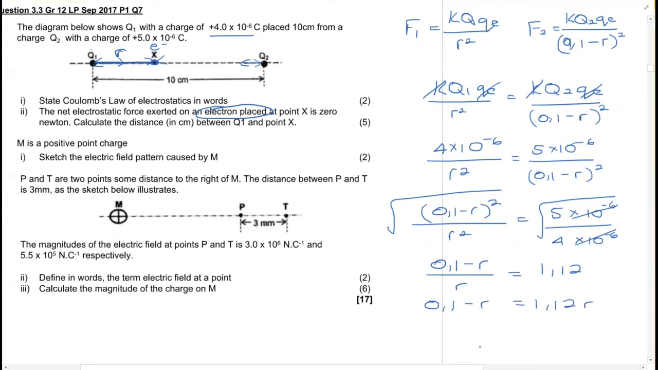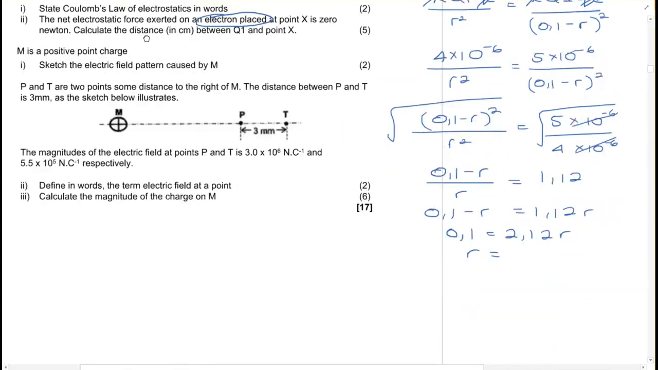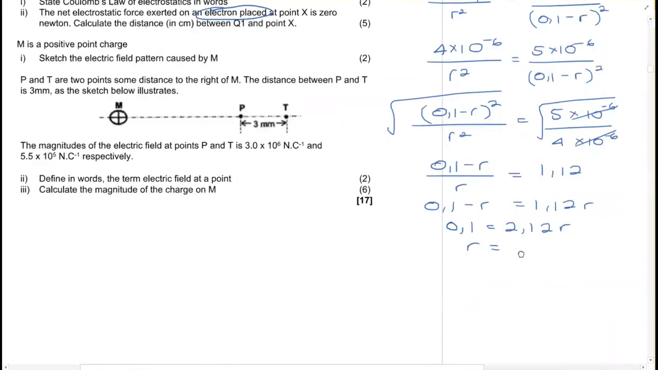Take that negative R over to the other side and add it, so that 0.1 is equal to 2.12 R. And then solve for R. So R is equal to 4.7 centimeters. Wait, let me undo. First, let's put it in meters. It's going to give us 0.047 meters. They didn't say centimeters, but it would equal then 4.7 centimeters.